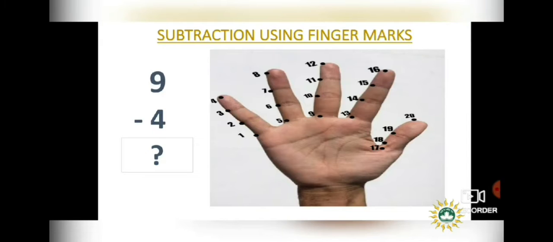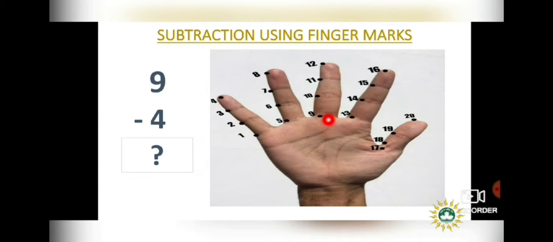Now we will learn subtraction using finger marks. I hope all of you are very much familiar with these finger marks. So let's start. Again, 9 minus 4. So first we have to count 9 finger marks. Why? Because 9 is the bigger number here. So let's count 9 finger marks from here. 1, 2, 3, 4, 5, 6, 7, 8, 9.